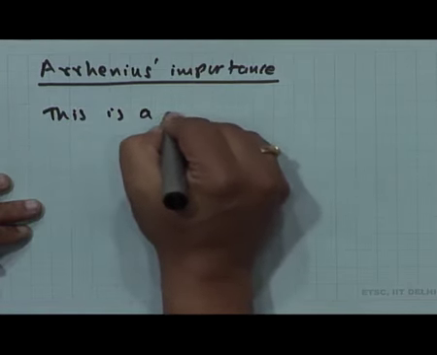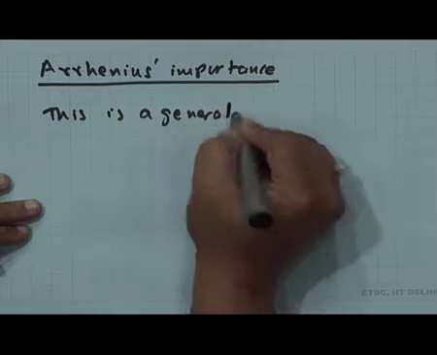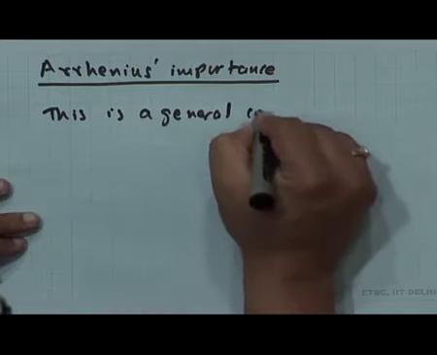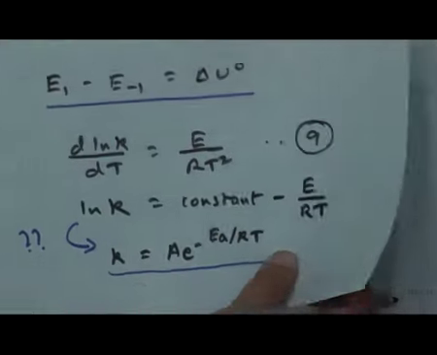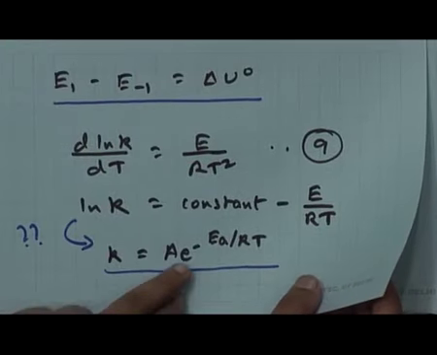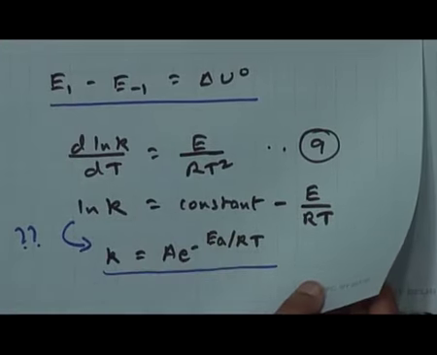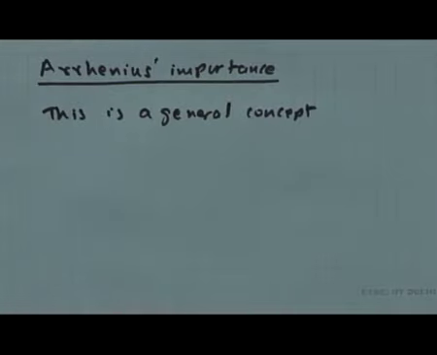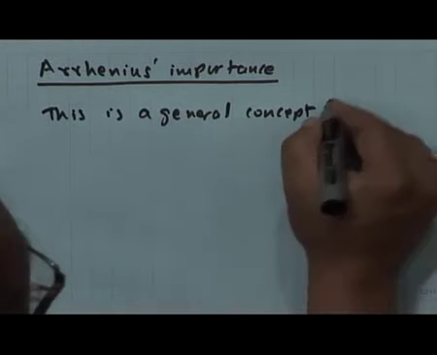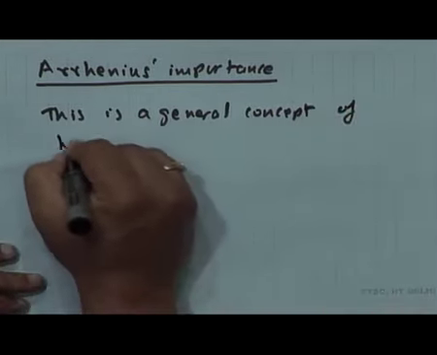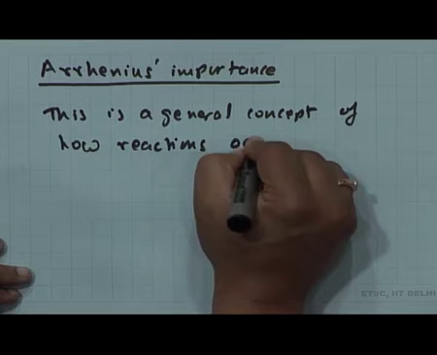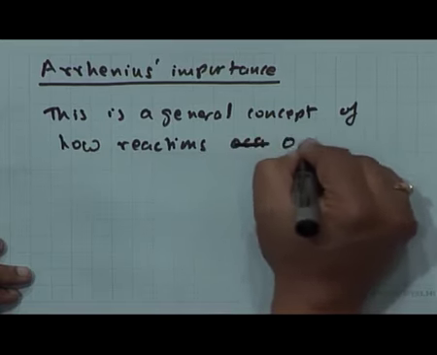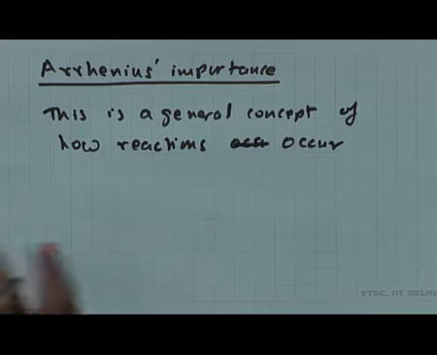So, what he proposed was that this is a general concept. This means the Arrhenius or the previous equation, which is k is equal to A e to the minus E_a over R T. So, here you see I have replaced this E by E_a, which is essentially our activation energy. This is a general concept of how reactions occur. Okay, it is a general concept.